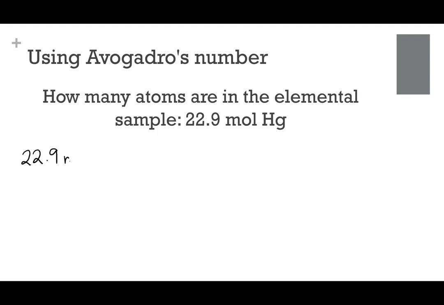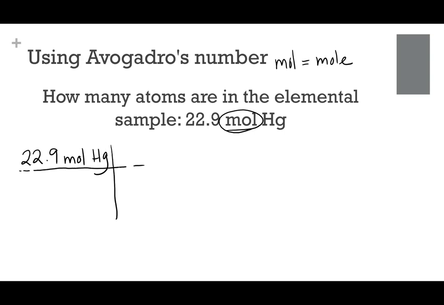22.9 moles of mercury. And this right here, MOL, is just the shorthand for mole. Why we can't be bothered to write the E, I don't know. We're lazy chemists. But if you see MOL, it's just the shorthand for mole. All right, so back to our problem. We write down 22.9 moles of mercury. We draw our train tracks.